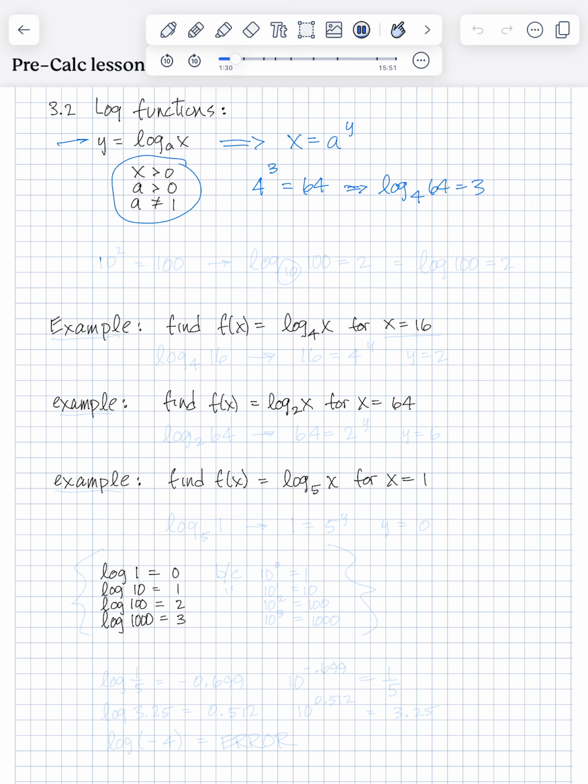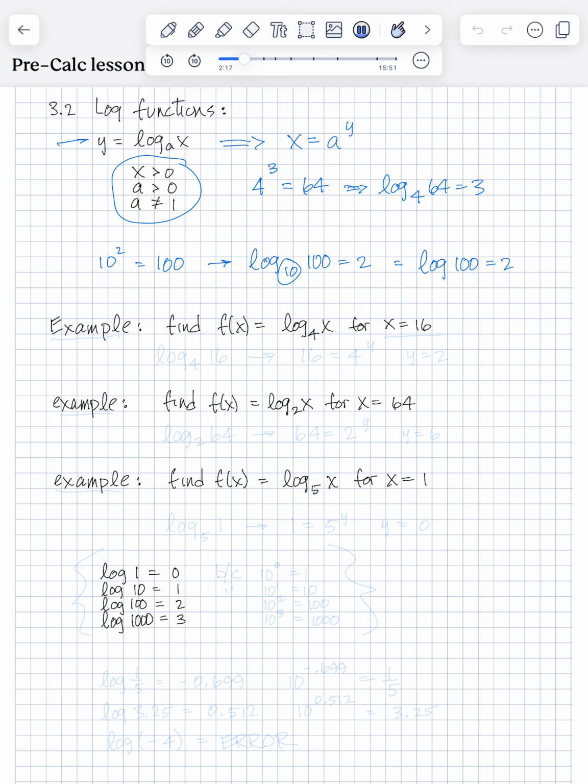Let's take another example. 10 squared equals 100. That's the exponential function. We can rewrite it as a log function. We just say log base 10 of 100 equals 2. But if it's base 10, like this is, we just don't write it, because if you just write log of 100 equals 2, this is assumed. If you don't put the base in there on a common log, it's assumed to be base 10.